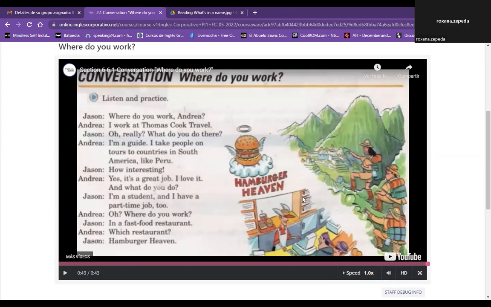Two. One, two, three, five. Four. ¿Quién dijo cinco? Who said five? Five. Six. Three. Four, five, and six.